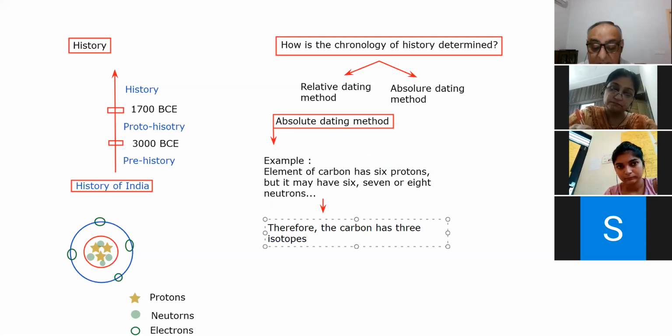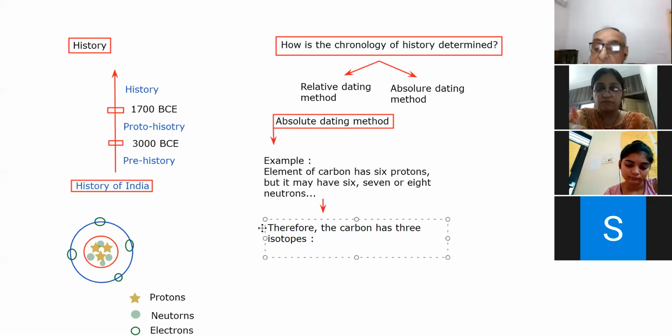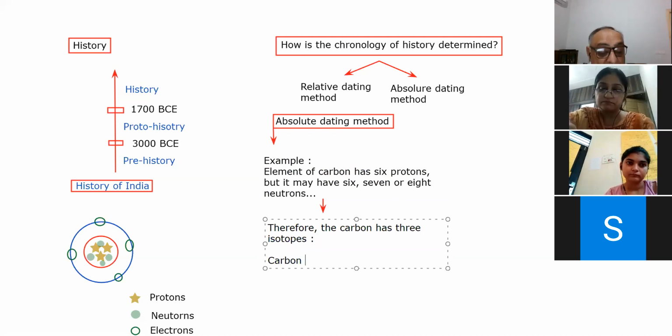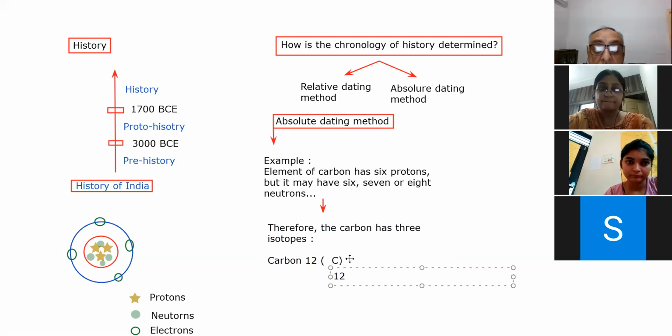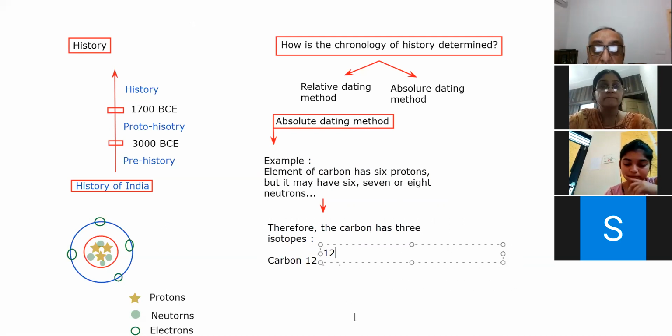Carbon has 3 isotopes with different mass. One is called carbon 12, which is written as 12C. I write C first, then the mass number 12 with it. So this is written as 12C.